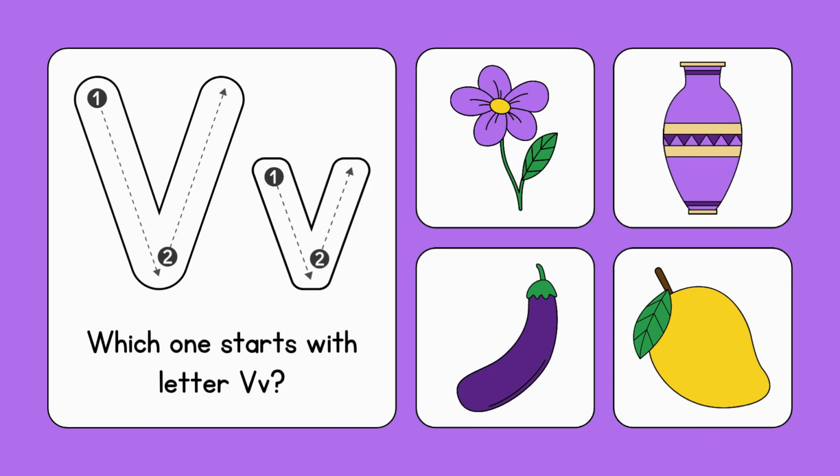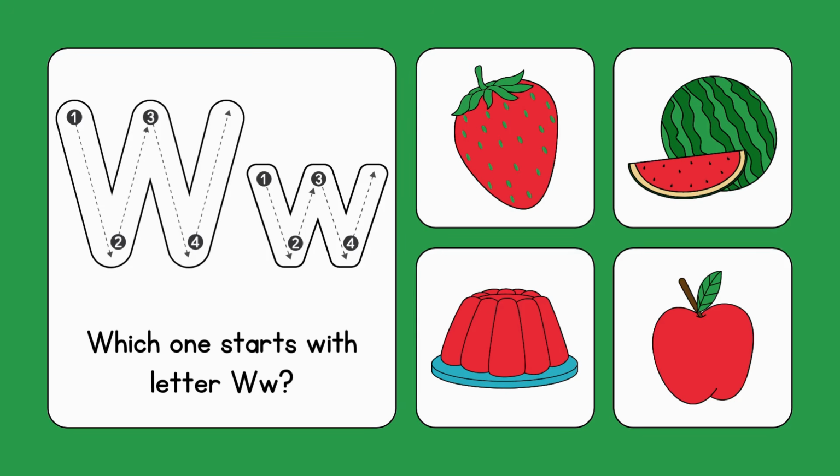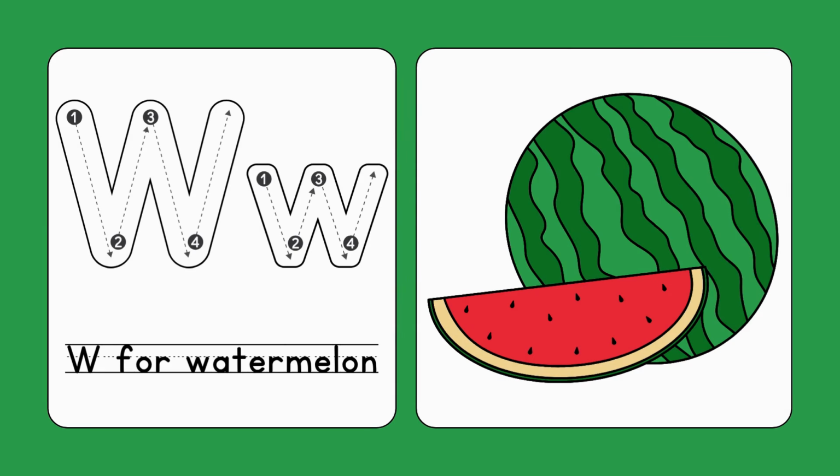Which one starts with letter V? Vase. V for vase. Which one starts with letter W? Watermelon. W for watermelon.